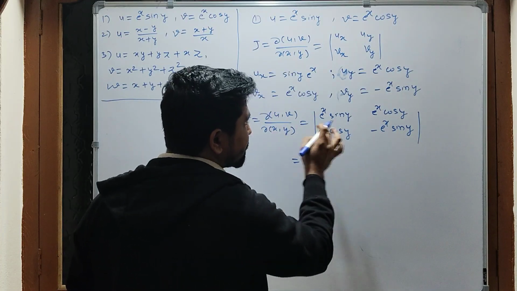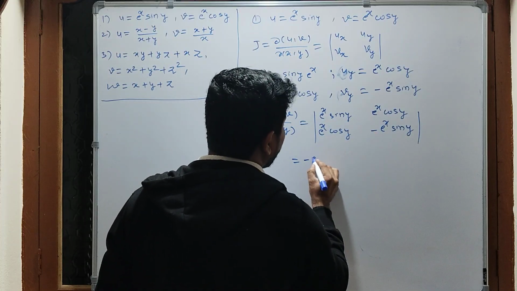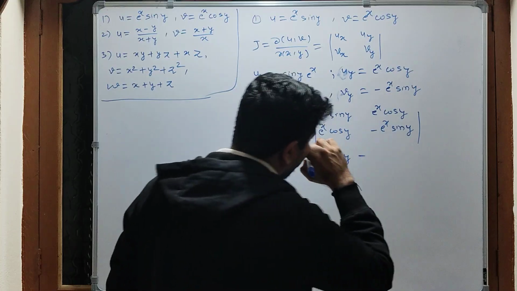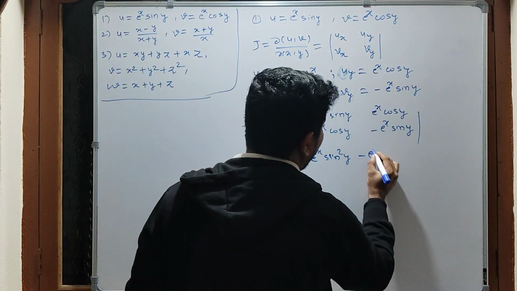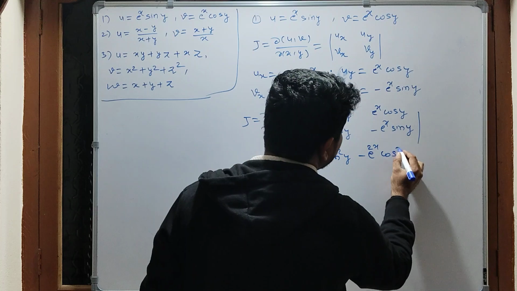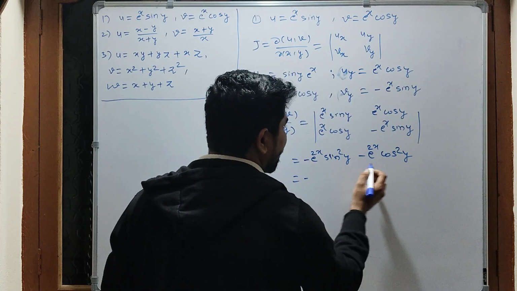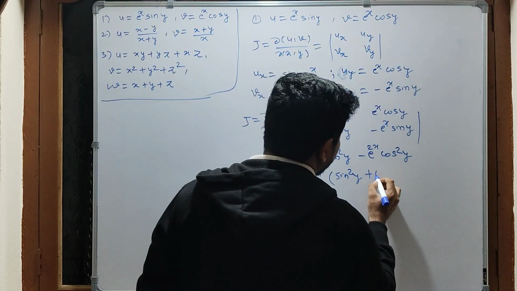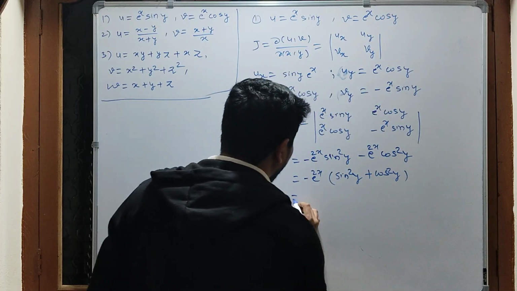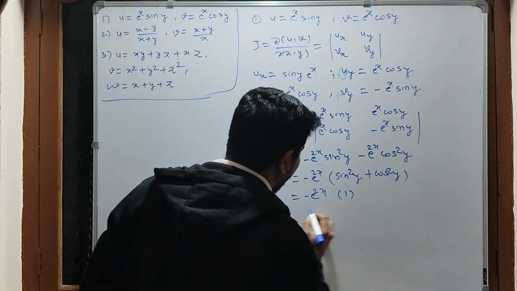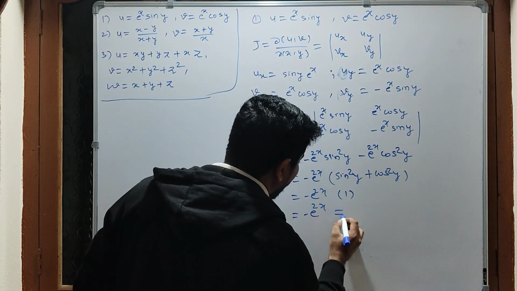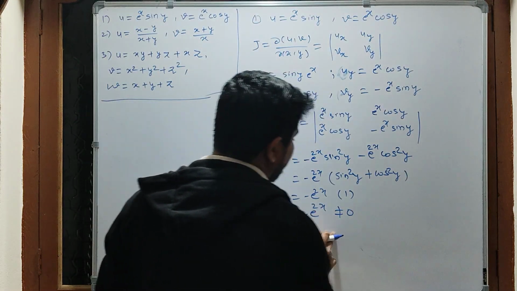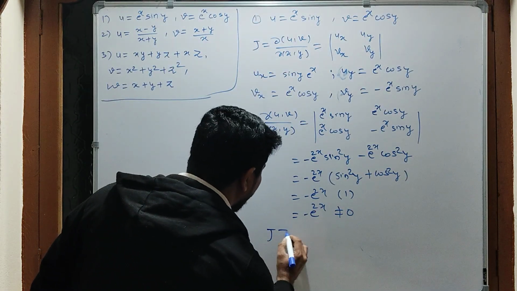So here e power x sin y times minus e power x, so this is minus e power 2x, this is sin square y, minus e power x, this is e power 2x, this is cos square y, which is equal to, I will take minus e power 2x common, sin square y plus cos square y, which is equal to minus e power 2x times 1, which is equal to minus e power 2x, which is never 0. So exponential functions are never 0, this is not 0 for all x. Therefore the Jacobian is non-zero.